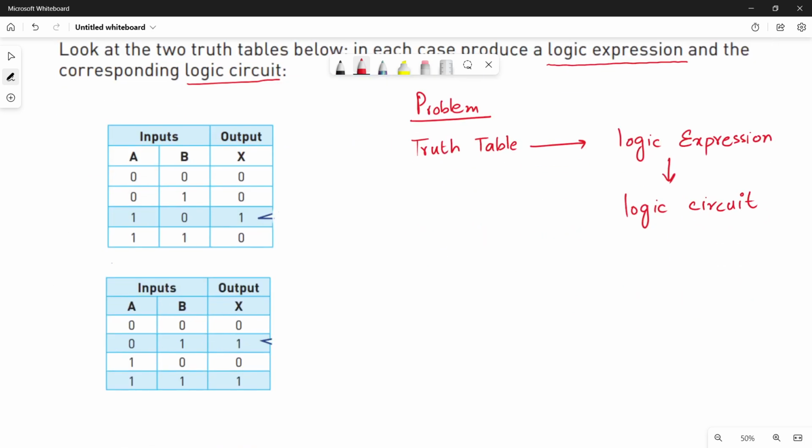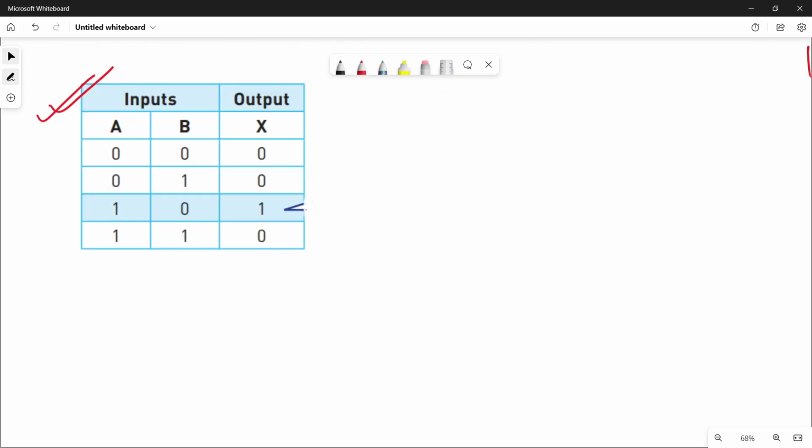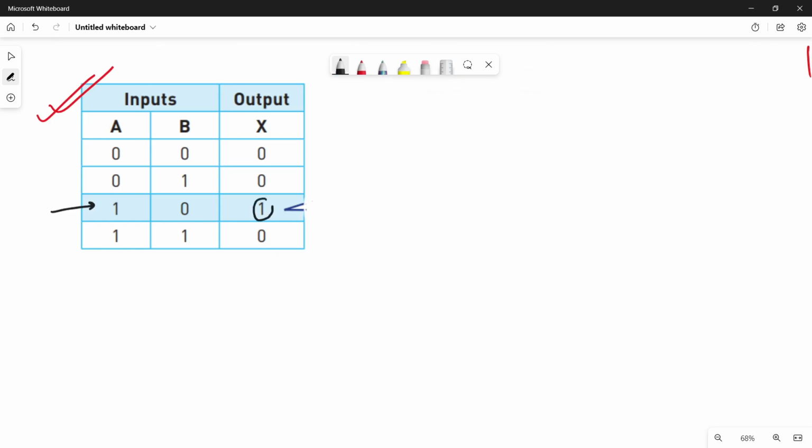Okay, now quickly start with table number 1. First of all, I'm removing this table number 2 for you, and let's only consider the first table, this one, for working. Okay, so this is part A. According to this table, whenever you want to make a logic expression out of a truth table, you have to consider only those rows that have the output 1.